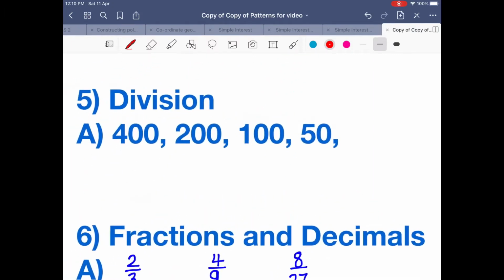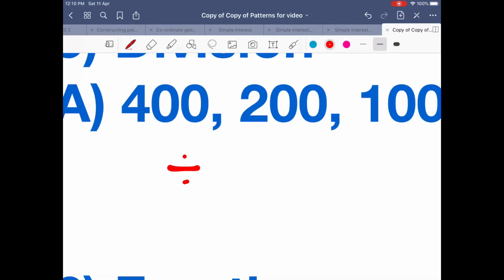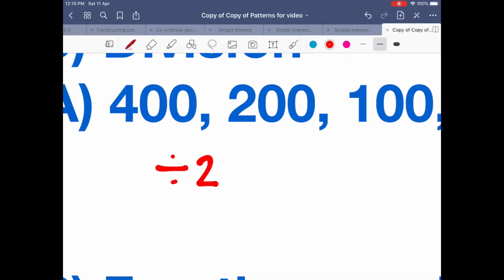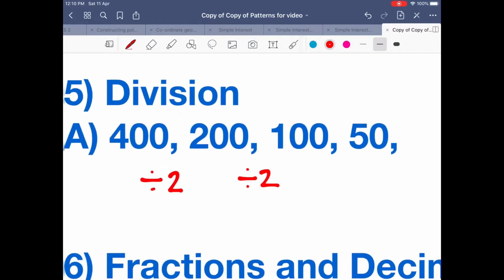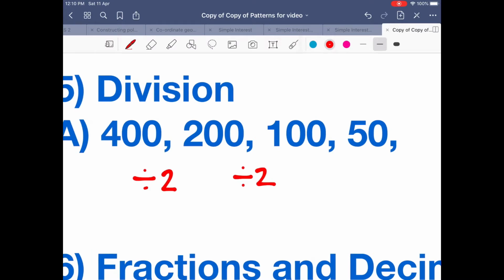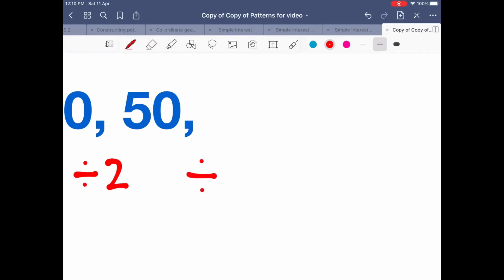Next we have division. So in order to go from 400 to 200, one option is to divide by 2. To go from 200 to 100, we can also divide by 2. So this pattern is dividing the previous number by 2. 100 divided by 2 is 50, and 50 divided by 2 is 25.